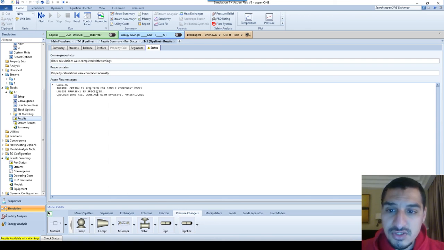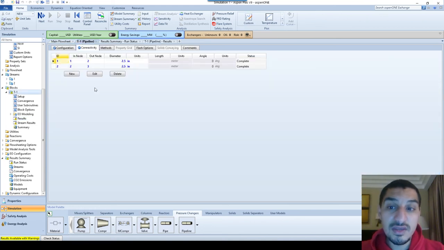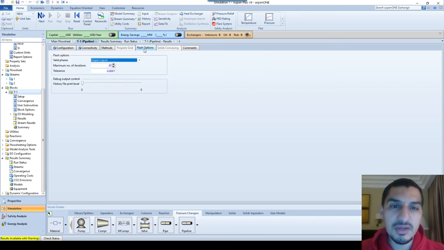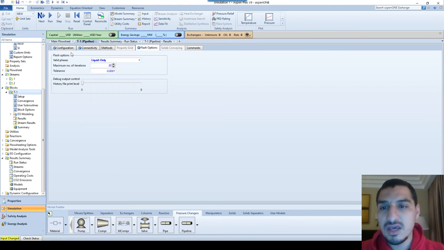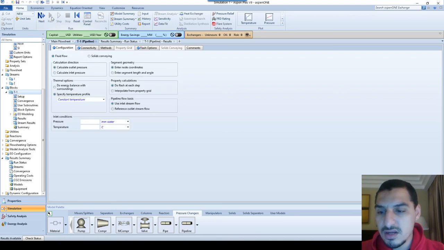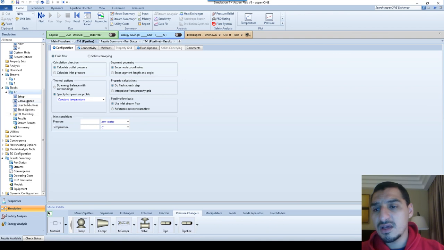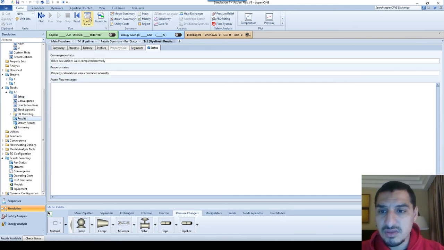So it says the calculations will continue with phase equals 1, phase equals liquid. So it seems that there's something related to the phases, and this is not something to worry about, just because this is a pipeline, it has to deal with liquids. So you have to specify that this is liquid only, and if you do that, then you will do the run and the results will be generated without any error messages. So this is something that you need to keep in mind, even at a very small temperature, like the temperature we are working on.